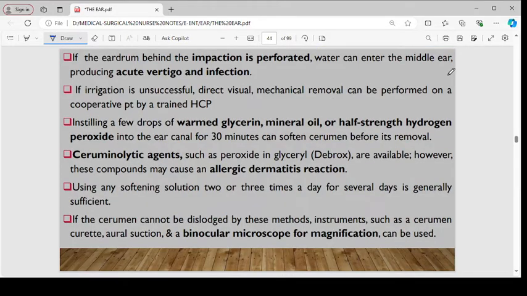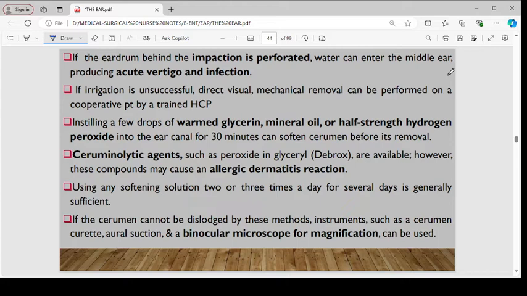If the eardrum behind the impaction is perforated, then water can enter the middle ear, producing acute vertigo and infection. If irrigation is unsuccessful, direct visual mechanical removal can be performed on a cooperative patient by a trained healthcare provider. Remember, instilling a few drops of warmed glycerin or mineral oil or even half-strength hydrogen peroxide into the ear canal for around 30 minutes can soften cerumen before its removal.